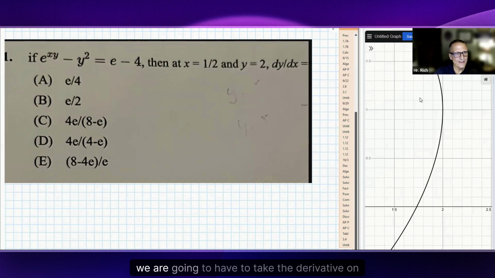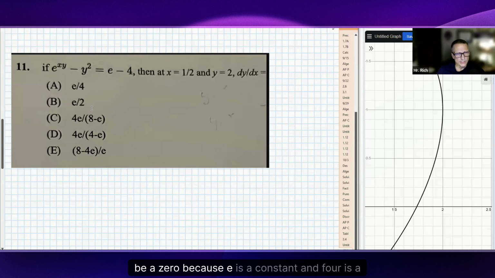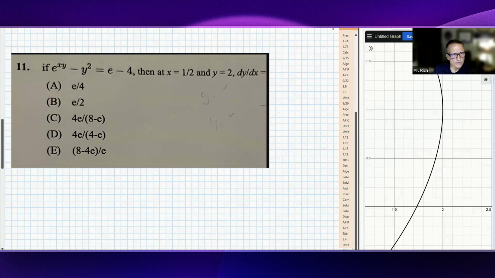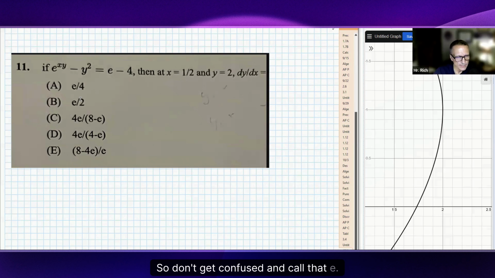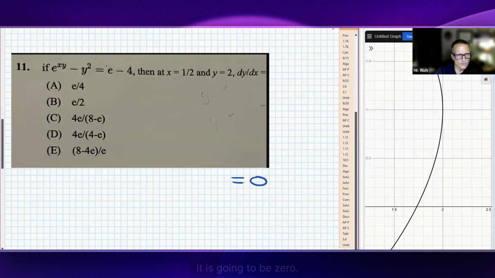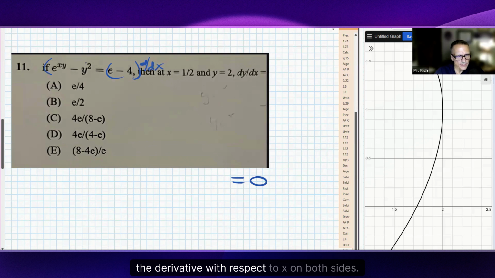So we are going to have to take the derivative on both sides, and the derivative on the right side is going to be 0, right? Because e is a constant and 4 is a constant. So don't get confused and call that e. When you take the derivative, it is going to be 0. So we are taking d/dx, the derivative with respect to x, on both sides.